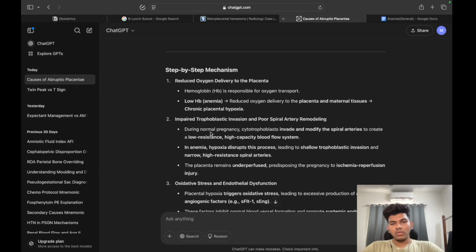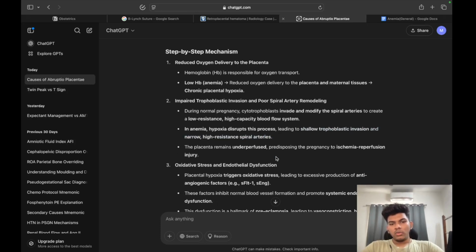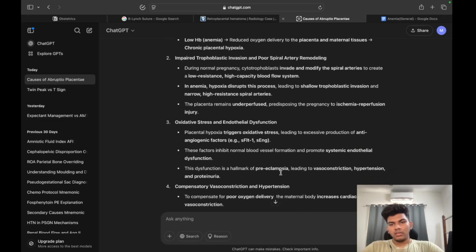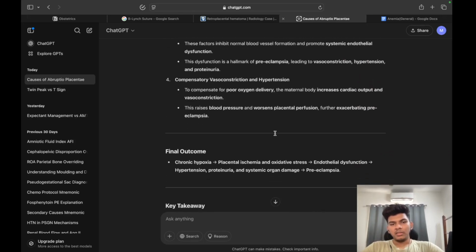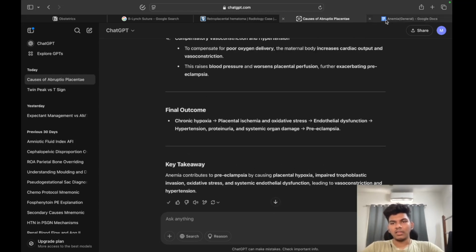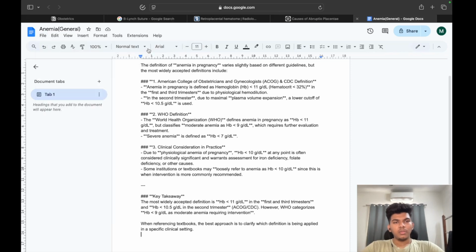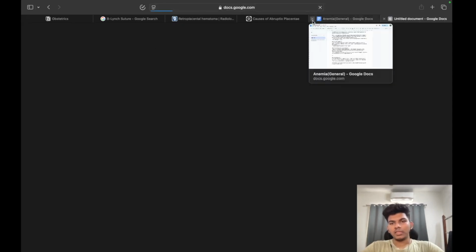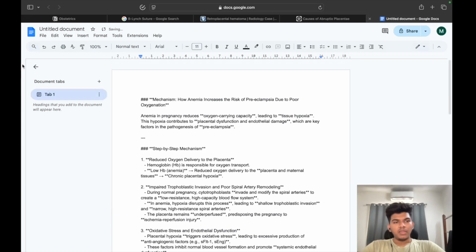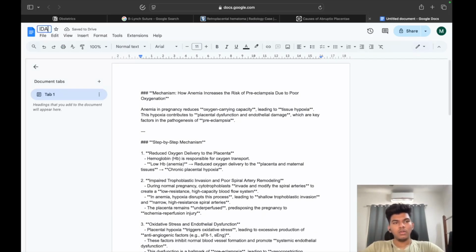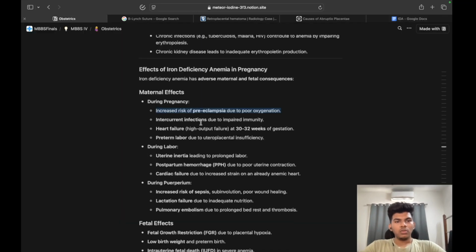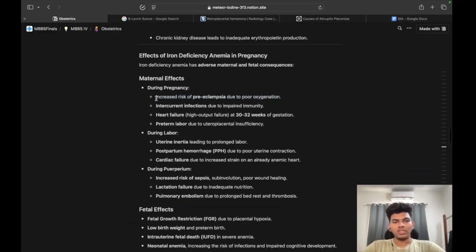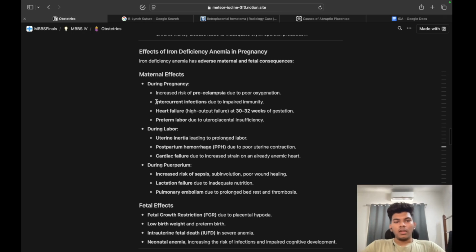In preeclampsia, there is lack of oxygenation, and because of that, shallow trophoblastic invasion and narrow high resistance spiral arteries. That is the mechanism here, and overall it follows the same mechanism as the rest of the things in preeclampsia. In case you have gone through the preeclampsia chapter, it might be clear why so many things happen in preeclampsia. Poor tissue oxygenation leads to multiple other diseases, and the rest of the things we are clear about.